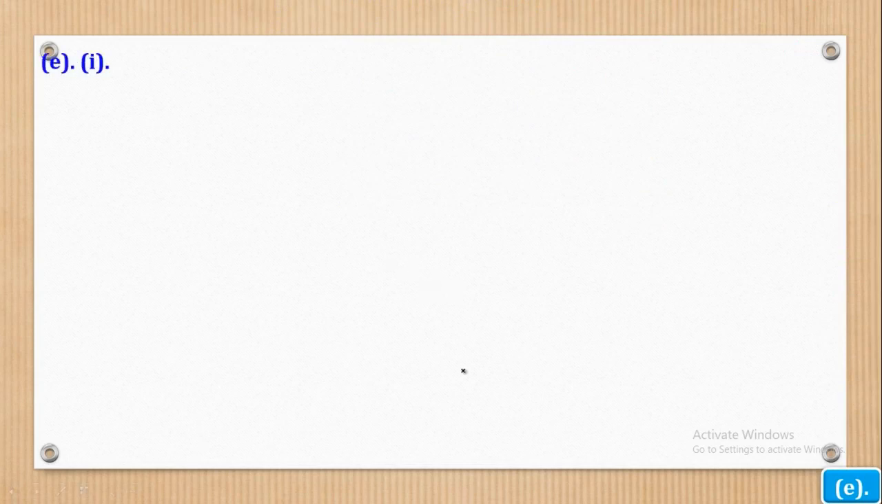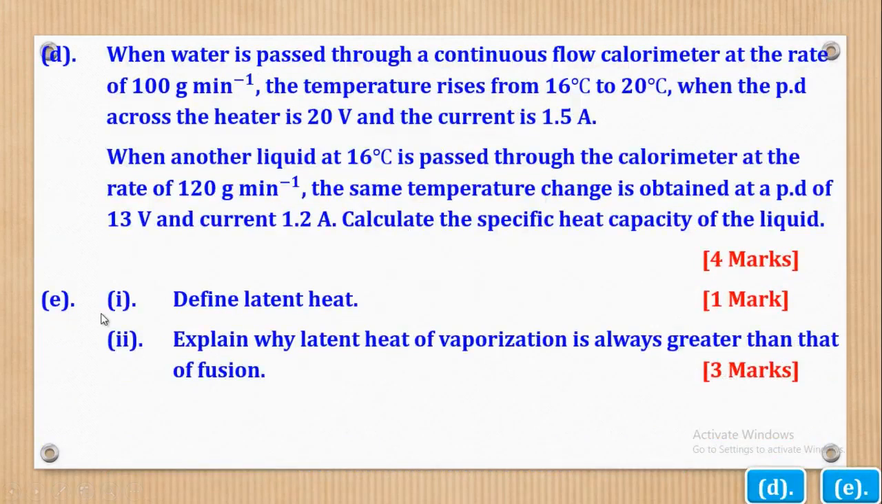And now we shall go to part E Roman 1. E Roman 1 says define latent heat.